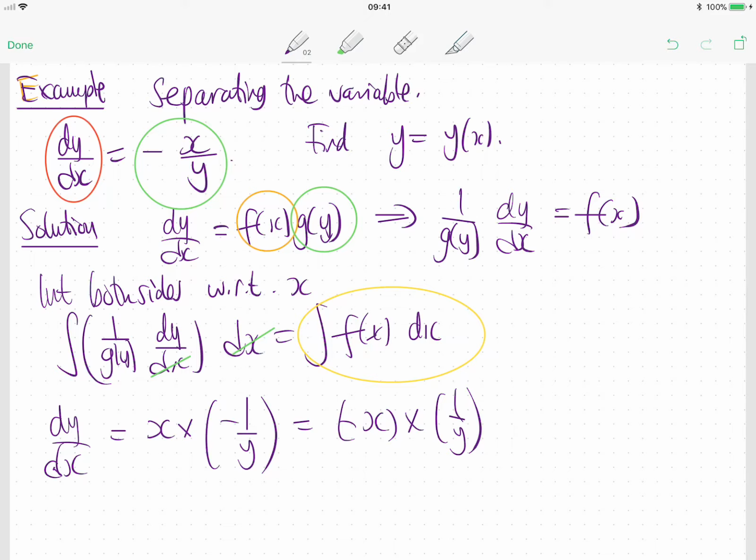Okay, so the next step then would be to put all the y's on the other side. So I think I'm going to use this one, and I'm going to multiply through by y. I get y dy/dx equals minus x. Okay, so that's the first step, if you like. The second step is integrating both sides with respect to x and then isolating y. So let's do that next, on a clean page.